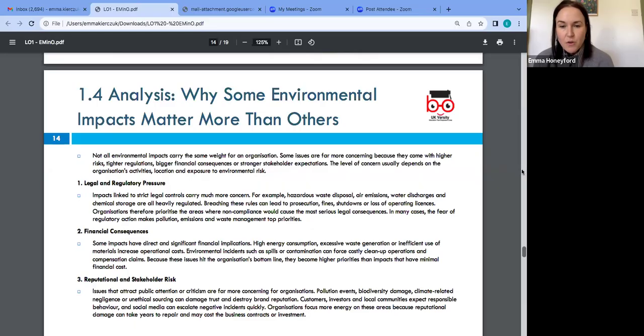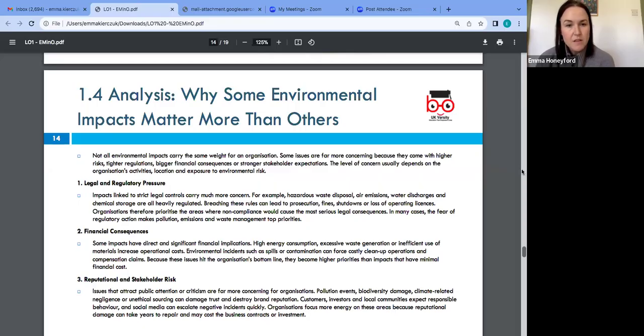Excessive waste generation or inefficient use of materials increases operational costs. Environmental incidents such as spills or contamination can also cost organisations a lot of money, and impacted communities may put in compensation claims. Because these issues can hit the organisation's bottom line, so how much profit they get, they will probably become higher priorities than issues that have minimal financial cost.